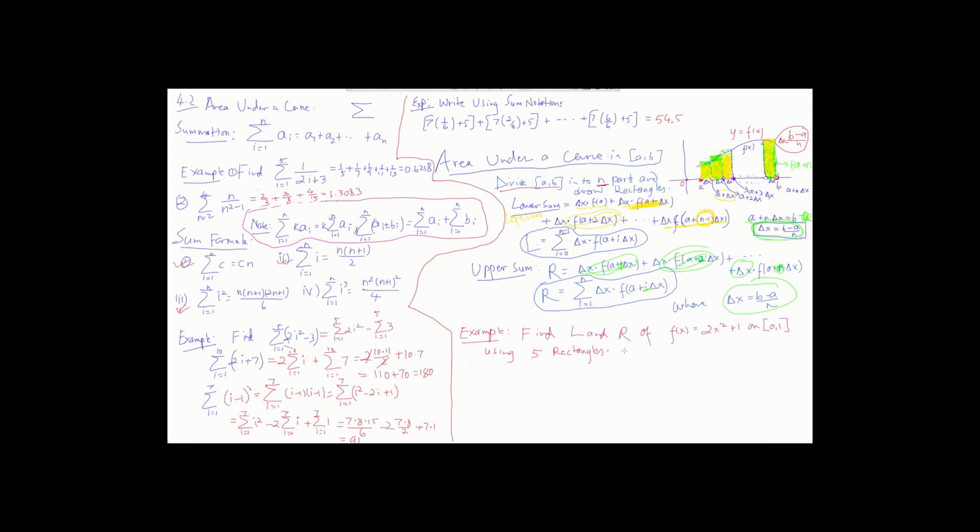I want to do one example. The example says to find the left sum and the right sum. So this is the left sum, and this is the upper sum or right sum, because we are taking the right side as the height there.